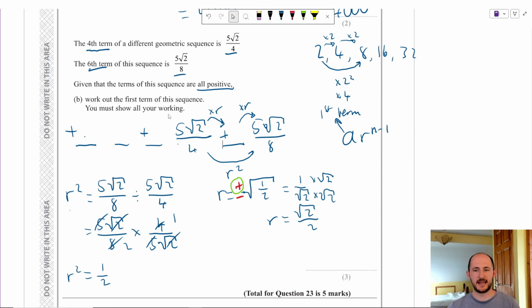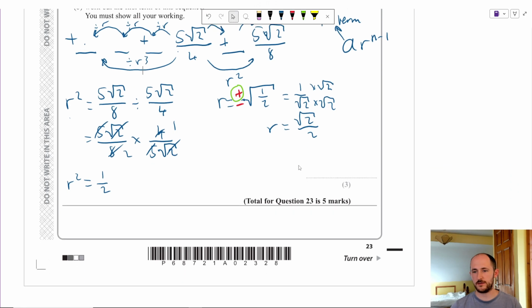So how can we get back to the original term? Well, we can use a similar technique to this. There's a few ways. We could just keep dividing by the common ratio until we get back to the beginning. So I'd divide by R, get the answer, then divide by R, get the answer, and then divide by R. Or I can divide by R cubed. So all we're going to do is take 5 root 2 over 4.